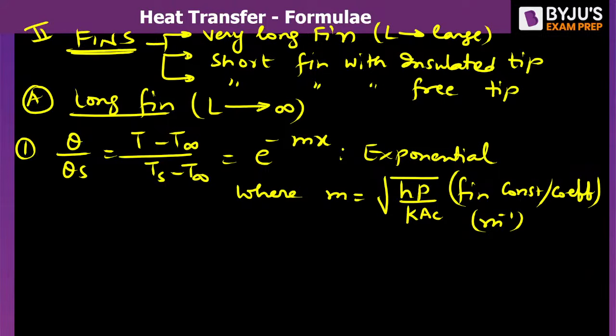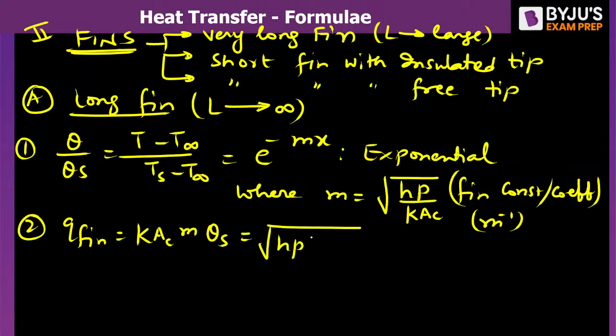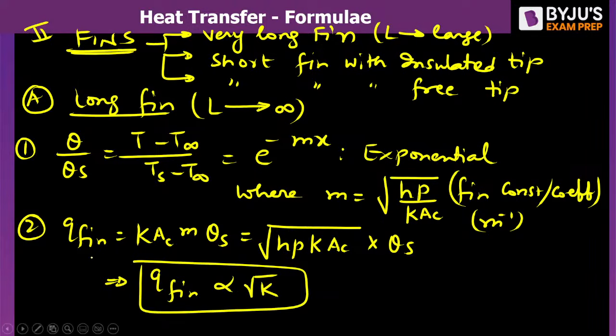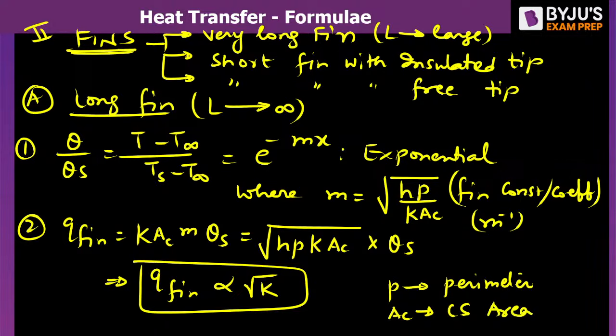And we can write Q fin is equal to k A m theta s, or we can write it as under root of hP k A_c theta s. So from here we can say Q fin is directly proportional to root k. Put the value of m as under root of hP by k. P is the perimeter, A_c is the cross-sectional area of the fin. This is how we can find out Q, the heat transfer rate.